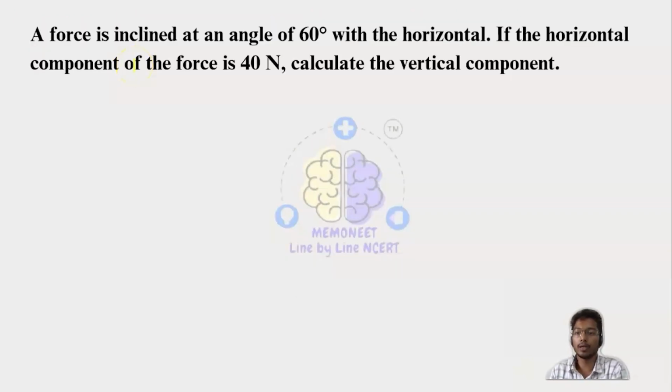Let's do one question here. A force is inclined at an angle of 60 degrees with the horizontal. If the horizontal component of the force is 40 Newton, then calculate the vertical component.